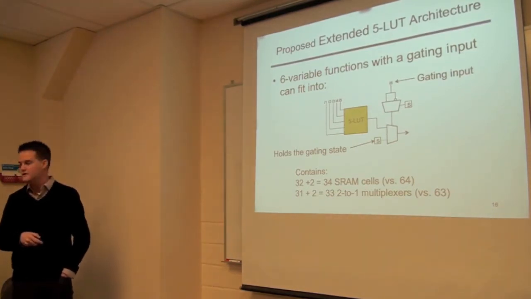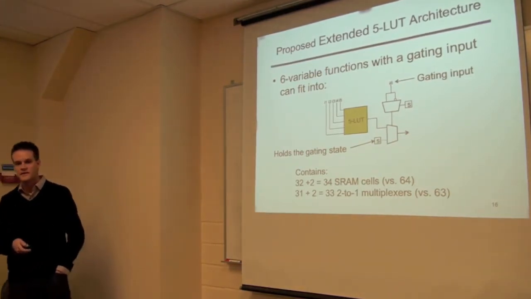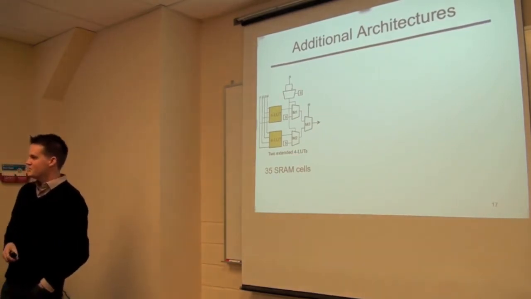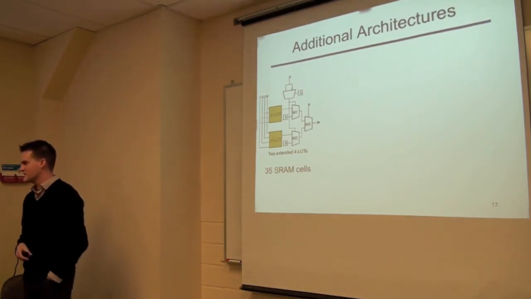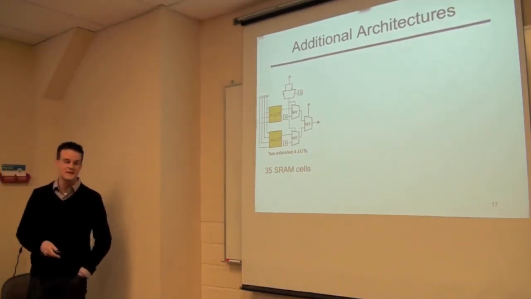This has very few SRAM cells, only 34 SRAM cells. We call this extended 5 LUT architecture. So if you can find trimming inputs and gating inputs easily, then you can consider all kinds of different architectures actually quite easily. Okay, so we actually consider a bunch of different architectures.